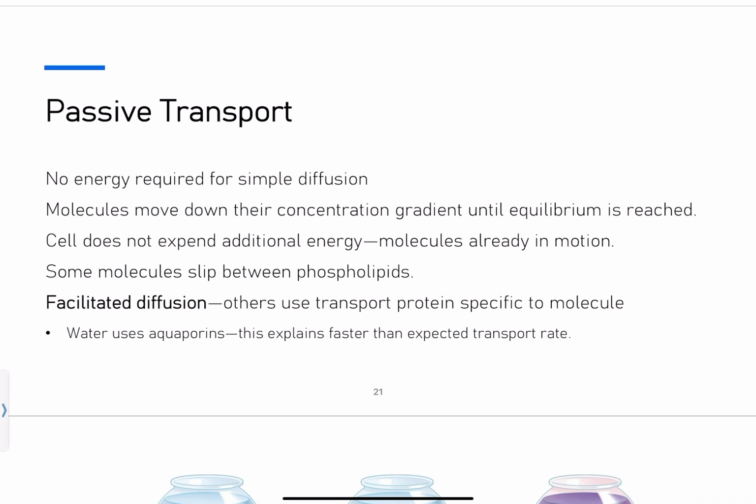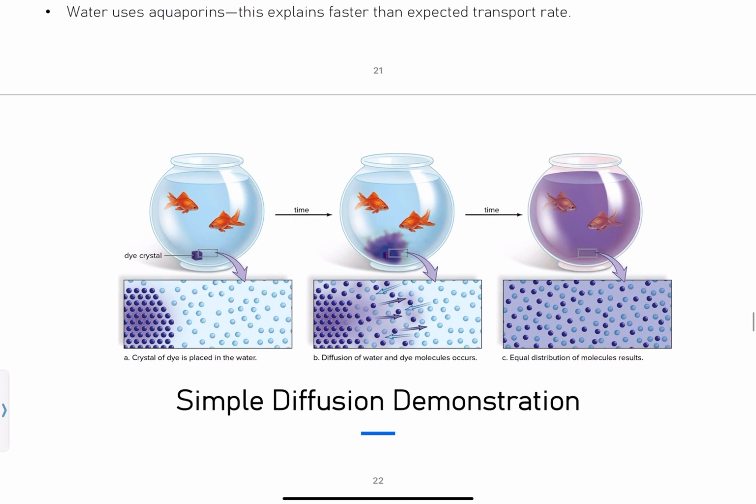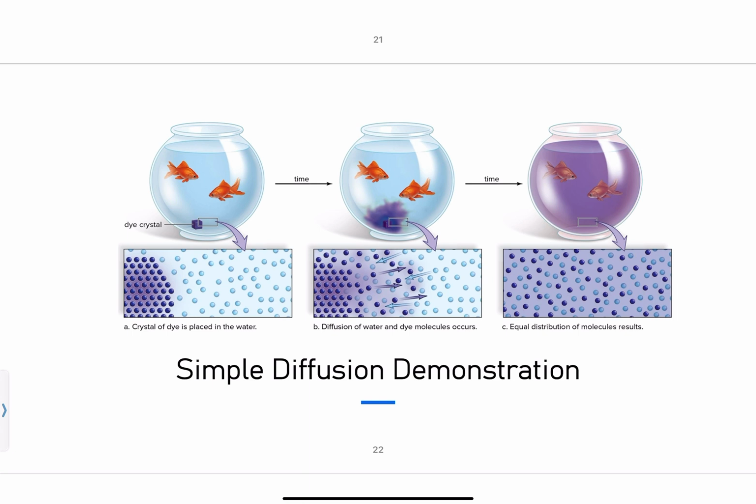So water is a really good example of this. It moves through the membrane with specialized protein channels that are called aquaporins. This usually explains the fast rate of movement of water across plasma membranes. So this is a good image showing you what's going on.